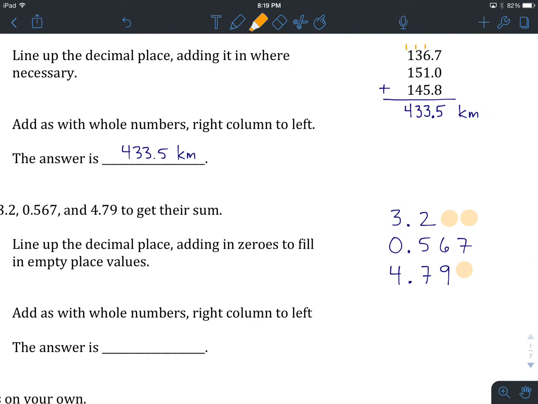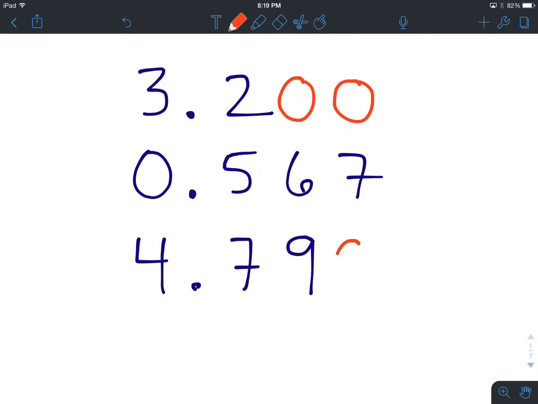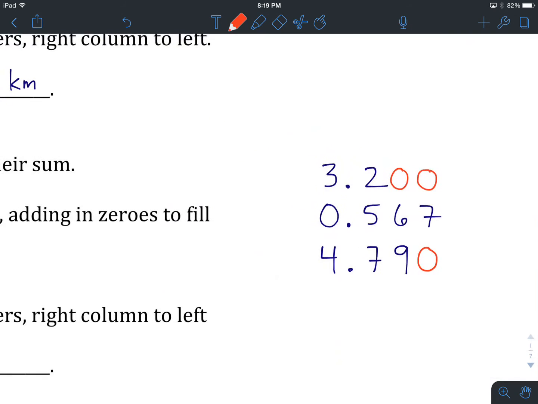3.2 doesn't have a digit already in the hundredths or thousandths place value. So our job at this point is to fill those in with zeros. And I'm going to do those in red so we remember that we've filled them in. So we've filled in a 0 here in the hundredths and thousandths. And same thing with 4.79, we're going to add a 0 in the thousandths. So now basically we have all of our place values from thousandths up to ones all filled in. So that's step number 1.